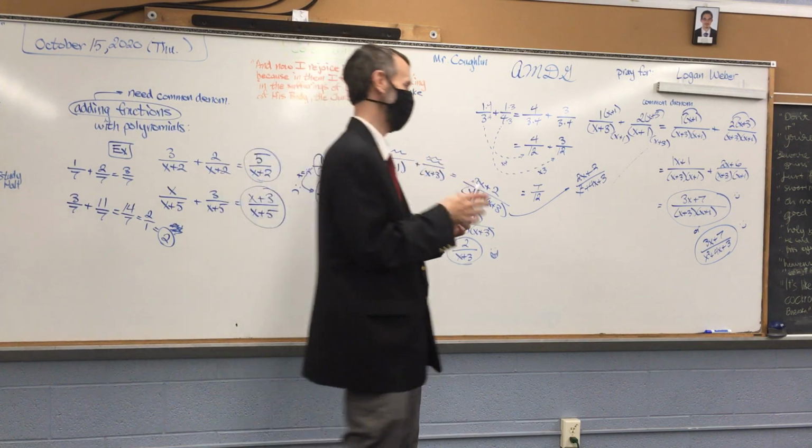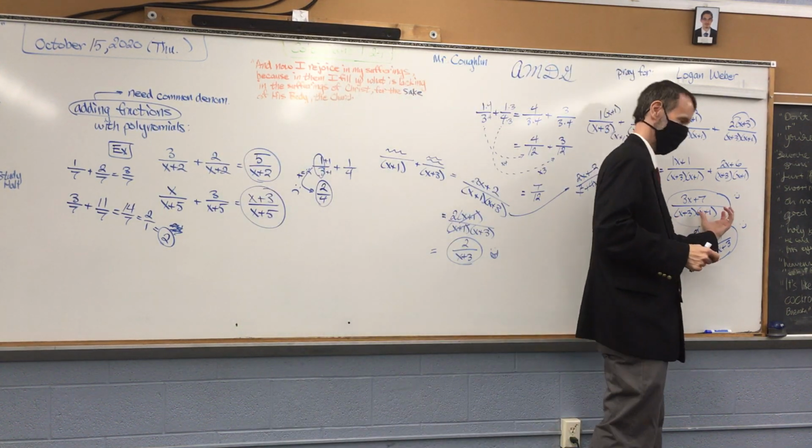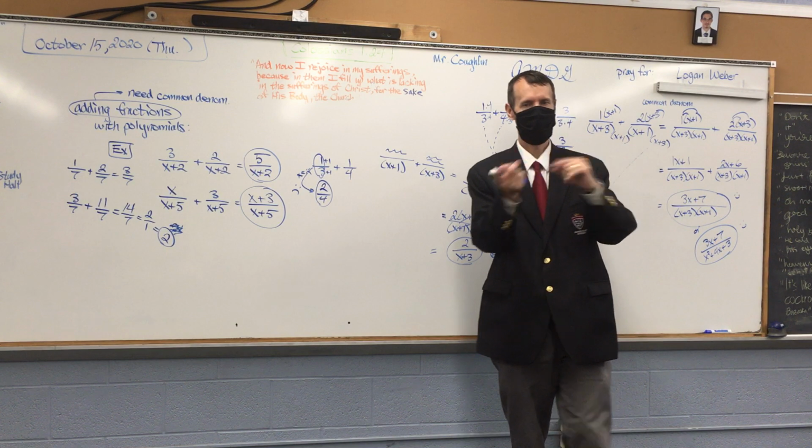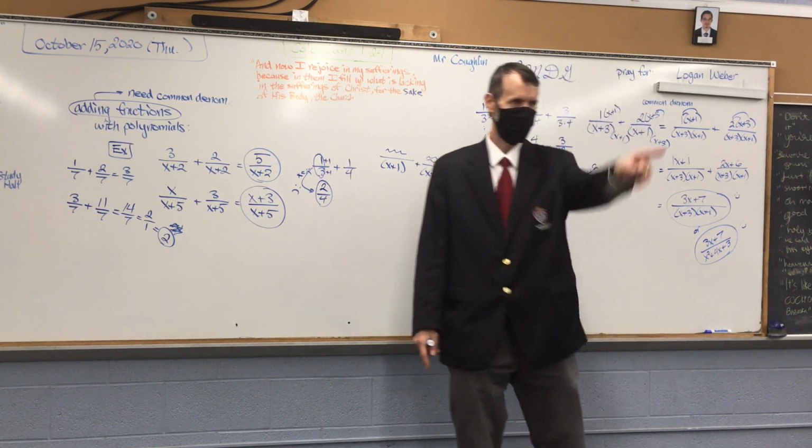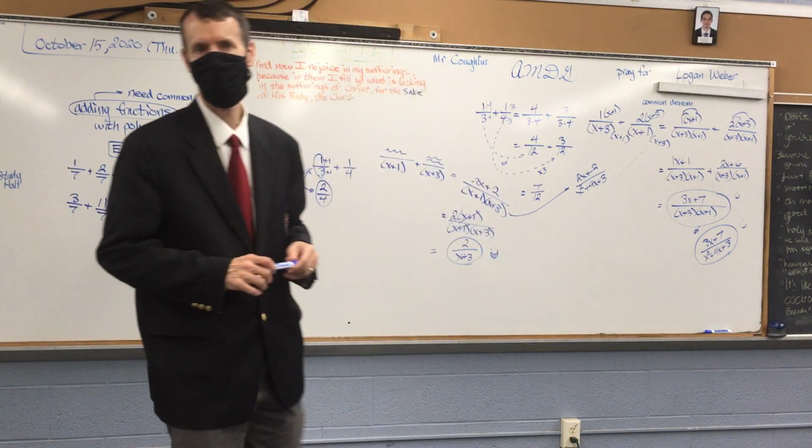FOIL together means multiply x plus 3 times x plus 1. That means just multiply those together. You'll get x squared plus 4x plus 3. Okay?